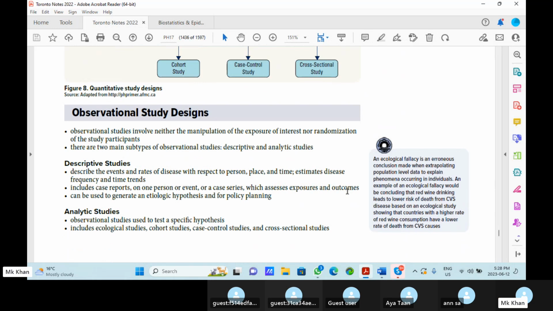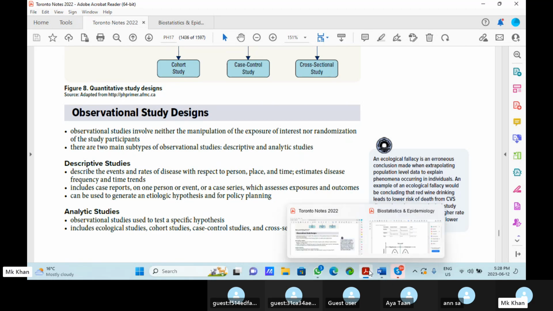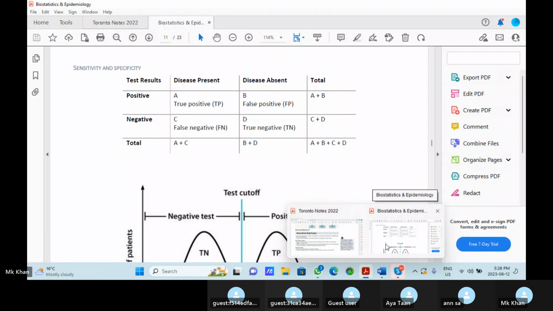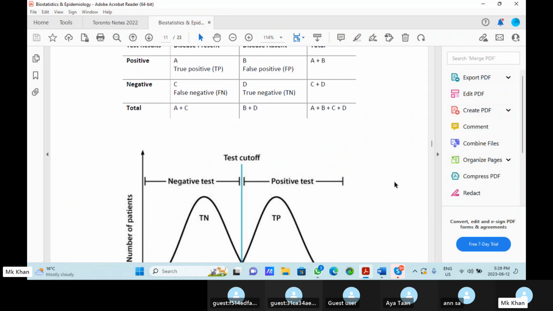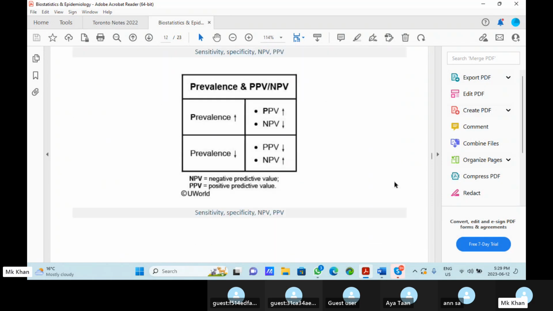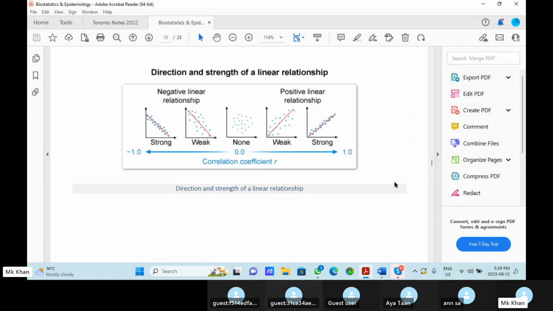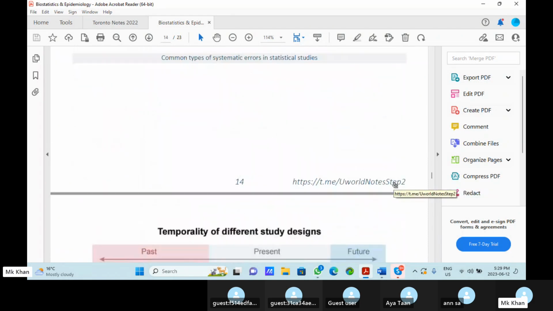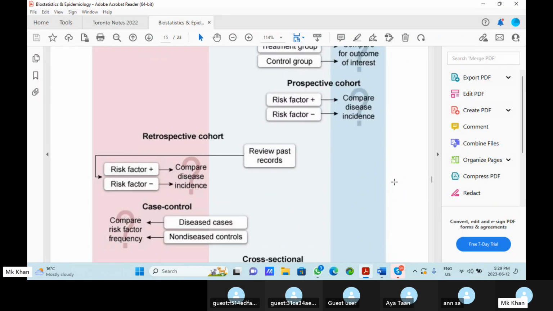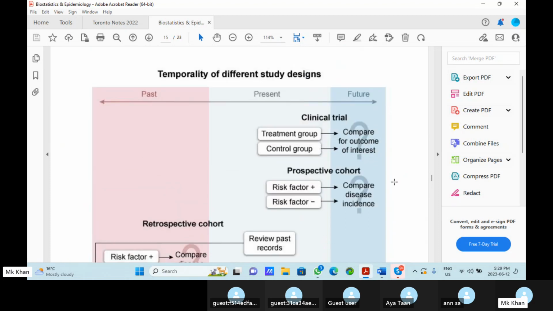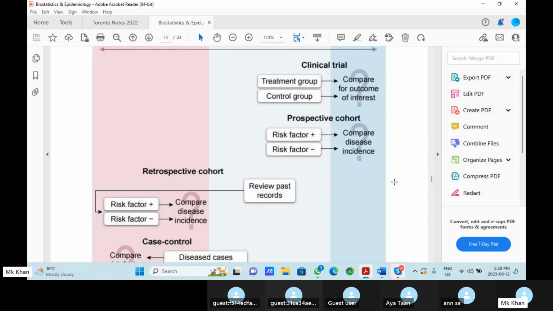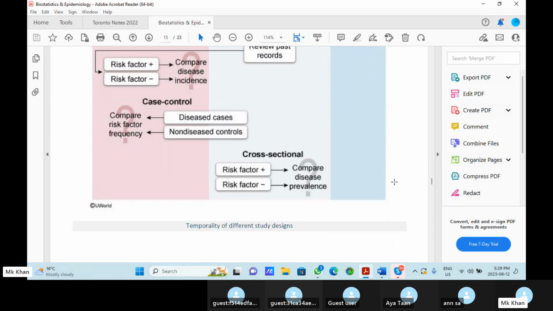So basically what are the case control, cross-sectional and cohort study? I think UWorld has a very good chart. I'll see if I can. Yeah, so this was just the sensitivity and specificity that we were doing before, but prevalence and all this. So yeah, this one. This is just the UWorld notes that is also shared in the group. So these are the types of different studies. So we will see from here and then we can go to the Toronto notes.